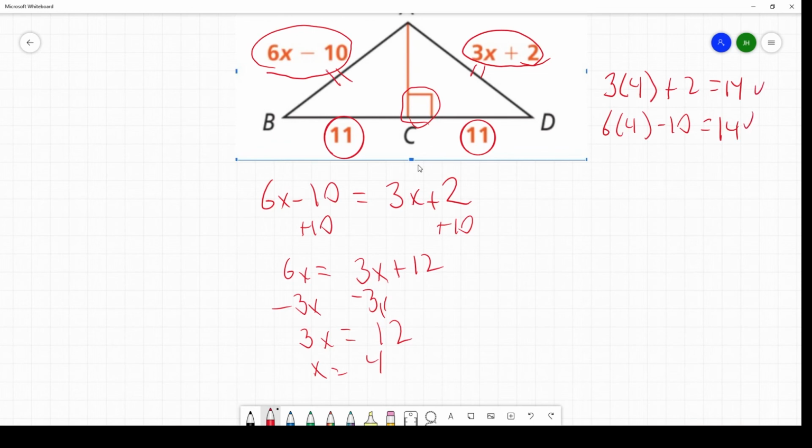So if you just follow the steps, and it shows you the steps here, I put the steps on the worksheet to help you do this. That should be enough. You just need to do this one step at a time.